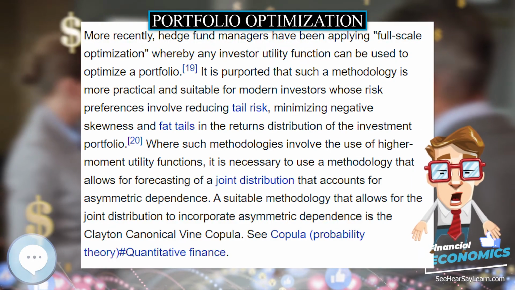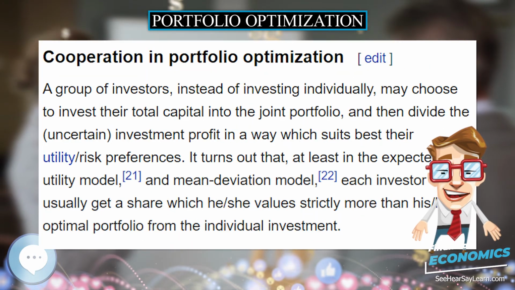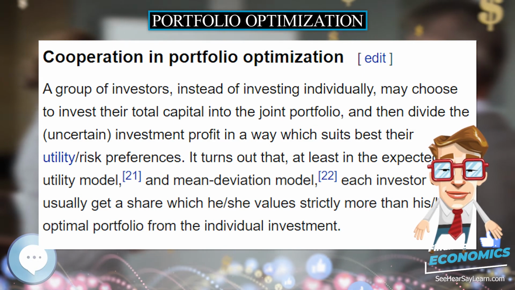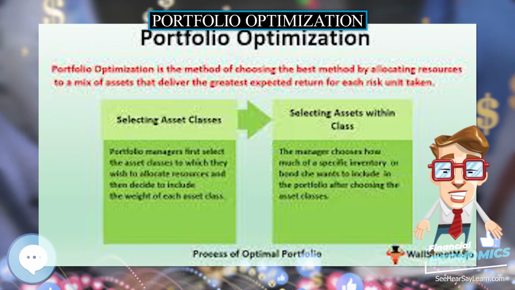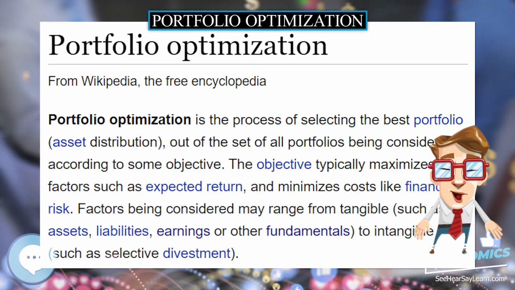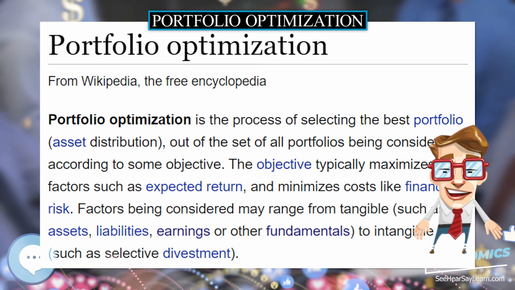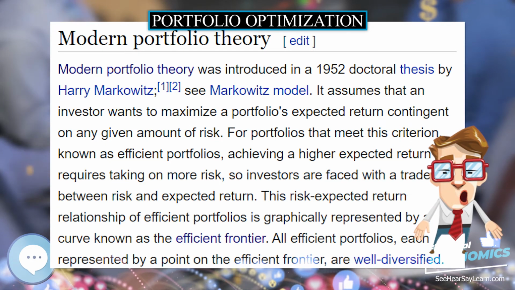More recently, hedge fund managers have been applying full-scale optimization, whereby any investor utility function can be used to optimize a portfolio. It is purported that such a methodology is more practical and suitable for modern investors whose risk preferences involve reducing tail risk, minimizing negative skewness and fat tails in the returns distribution of the investment portfolio.